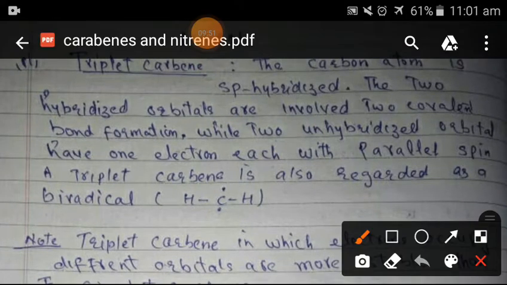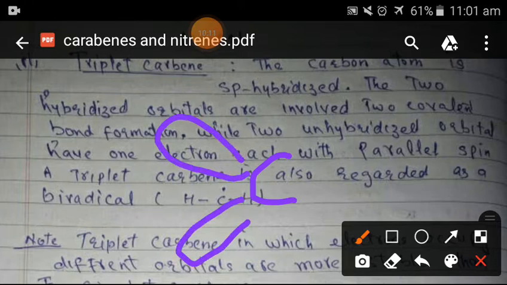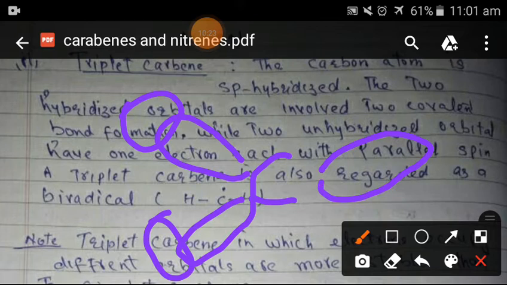Actually the carbon atom is sp hybridized. The two hybrid orbitals are involved in two covalent bond formations, while the two unhybridized orbitals have one electron each. In the case of singlet carbene, we have seen that two hybrid orbitals are involved in sigma bond formation with the monovalent atoms, and one hybrid orbital contains the lone pair of electrons, so both electrons are present in the same orbital. But in the case of triplet carbene, this is not the case.